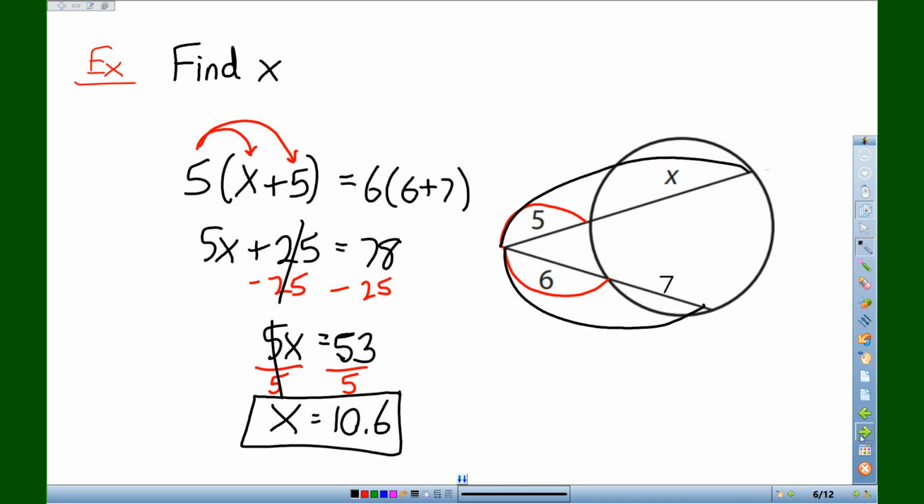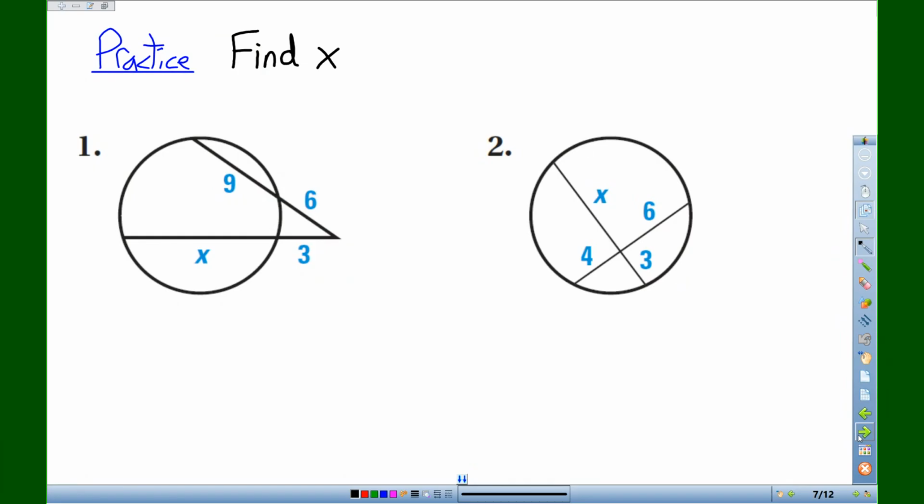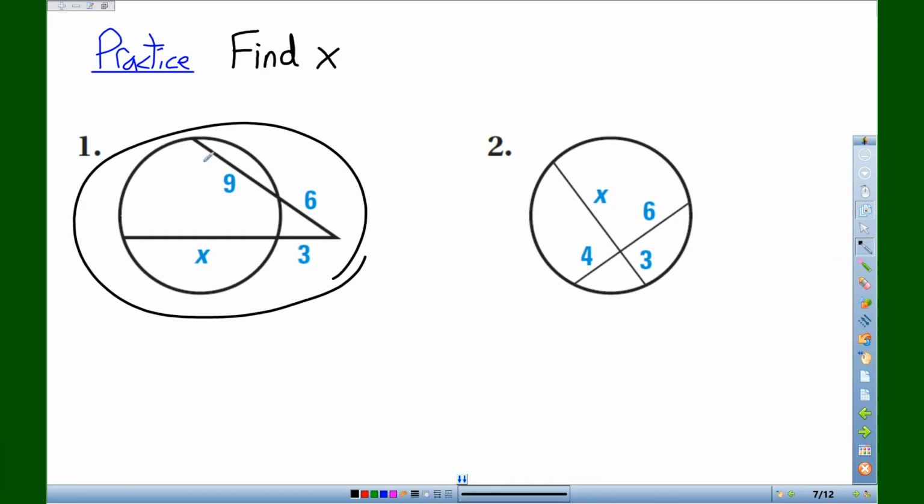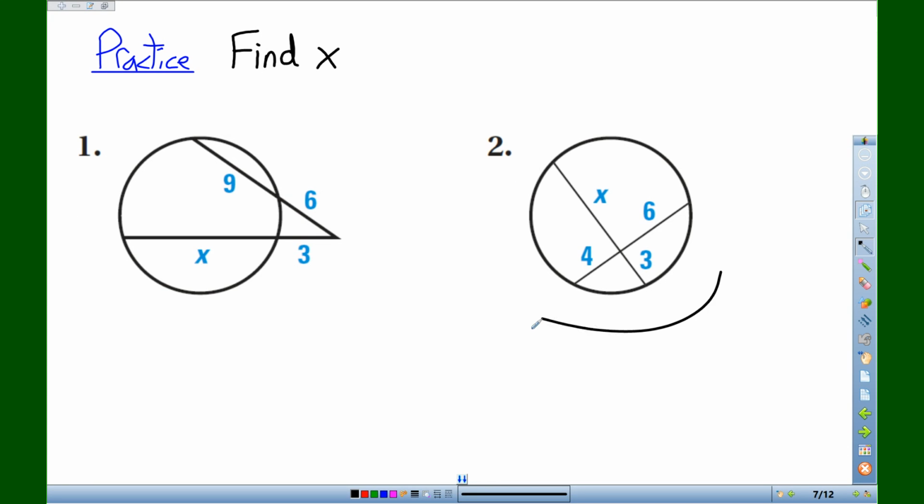All right, so I'm gonna have you guys try out a couple of these problems. Okay, just want to make it clear. This first one is dealing with secant-secant product. The second one is dealing with chord-chord product. Okay, so go ahead, copy those, try them out, and then we'll look them over.